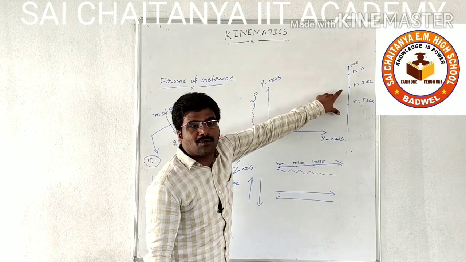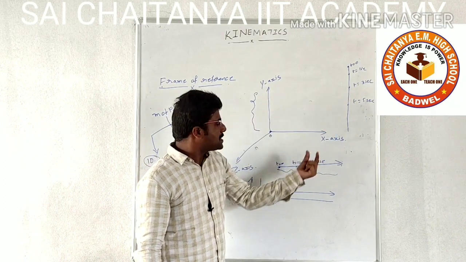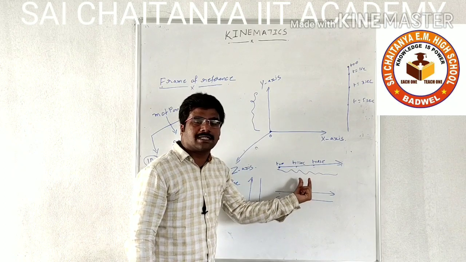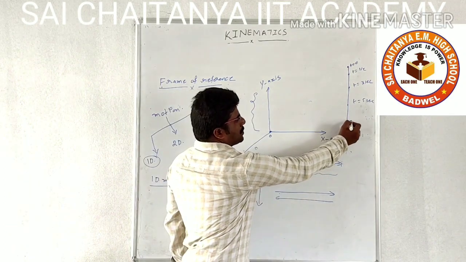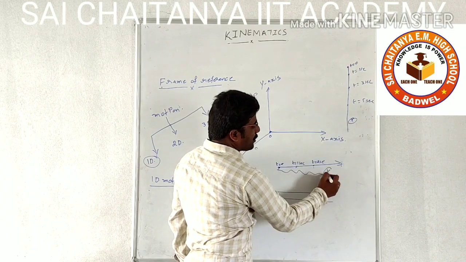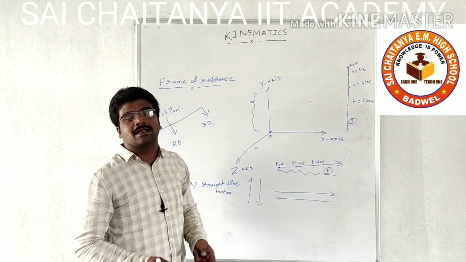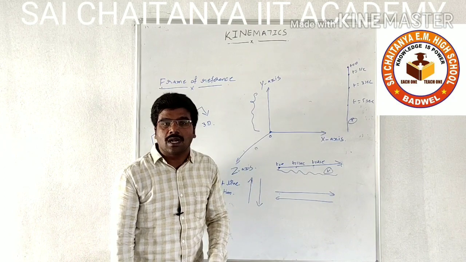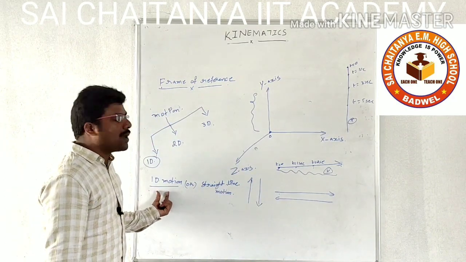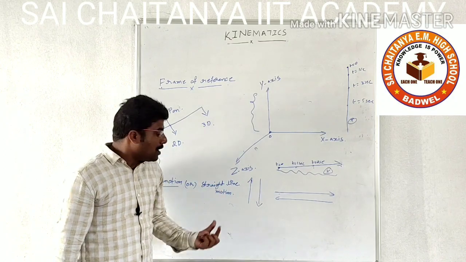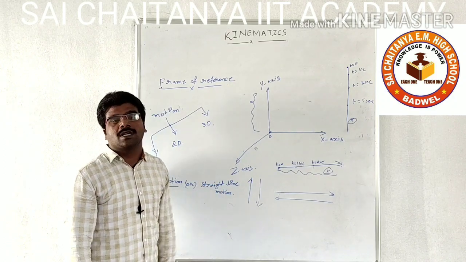Here we required only one axis, that is y-axis. Here only one axis, that is x-axis. Here in these two conditions, we require only one axis to explain the motion of the body. Such types of motions are known as one-dimensional motion or straight line motion.